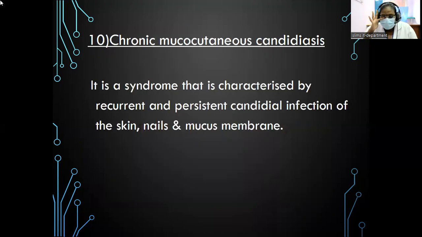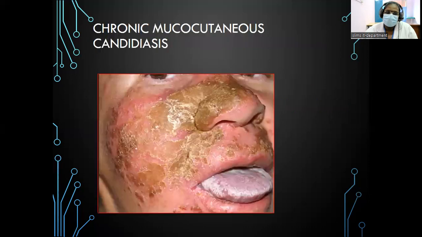The last clinical type of cutaneous candidiasis is chronic mucocutaneous candidiasis. It is a syndrome characterized by recurrent and persistent Candidial infection of the skin, nail, and mucous membrane. This is the typical photograph of chronic mucocutaneous candidiasis.